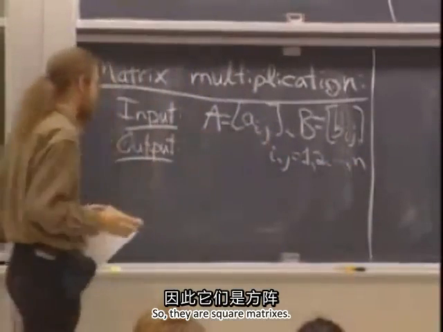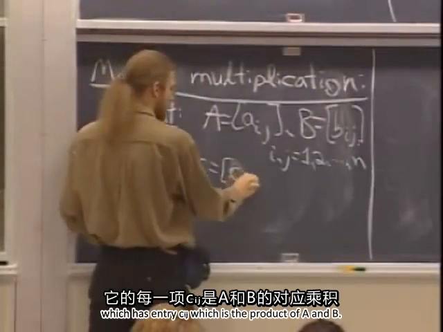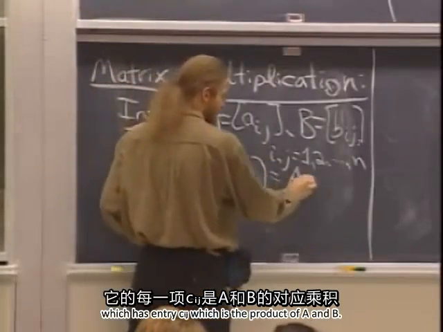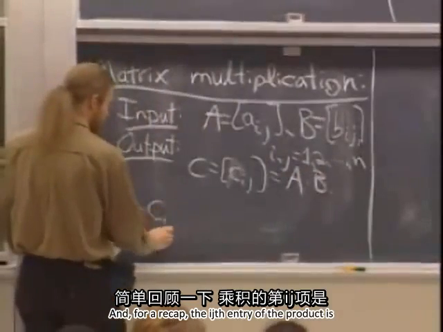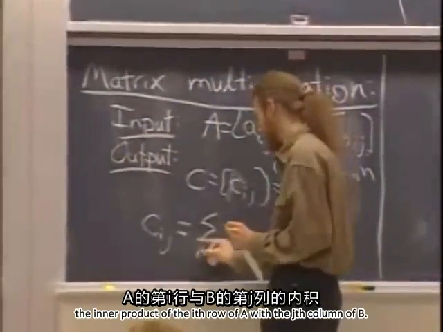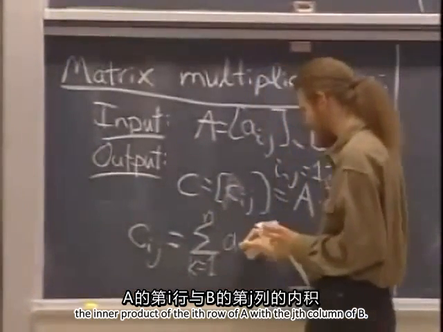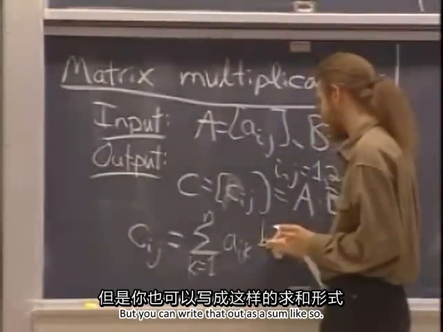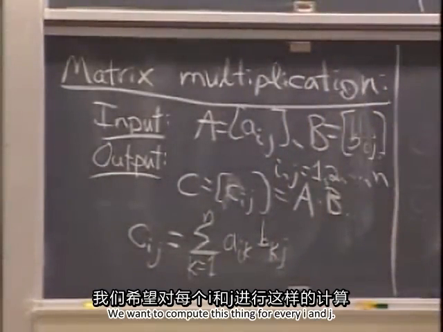So they're square matrices. The output is to compute C, which has entry c_ij, which is the product of A and B. And for a recap, the ijth entry of the product is the inner product of the ith row of A with the jth column of B. But you can write that out as a sum, like so. So we want to compute this thing for every i and j.